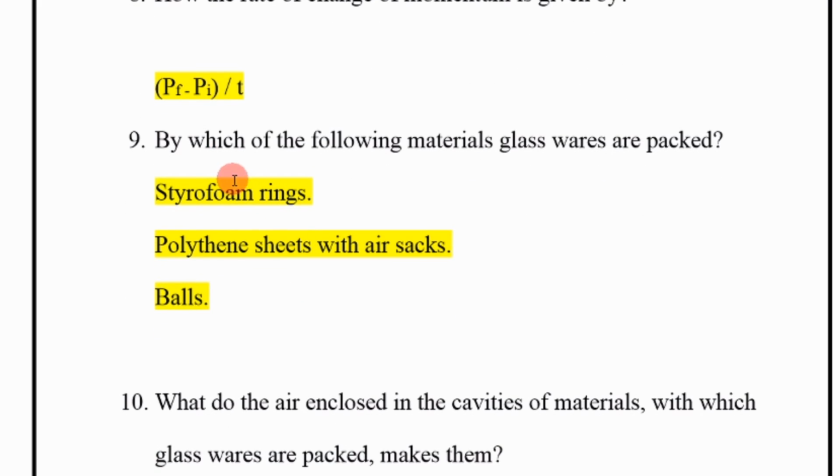Next, by which of the following materials are glasswares packed? Styrofoam rings, polythene sheets with air sacs, balls.